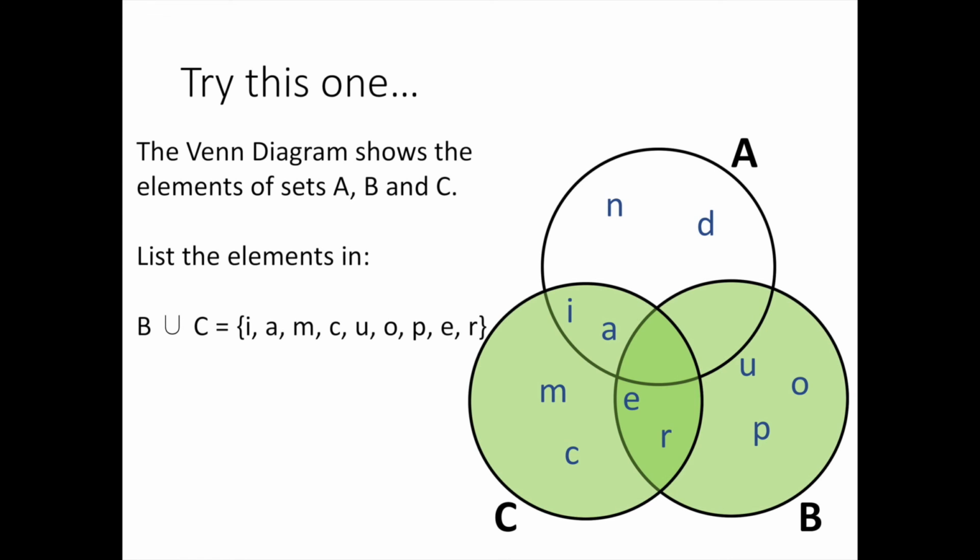The elements in set B union C are all the elements in both circles B and C combined as shown here. So in this case, the letters I, A, M, C, U, O, P, E, R. Those are the letters in B union C.